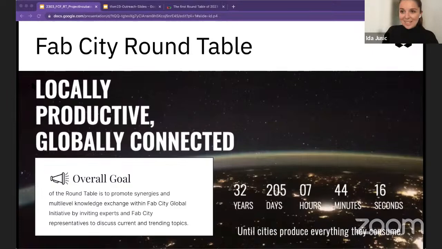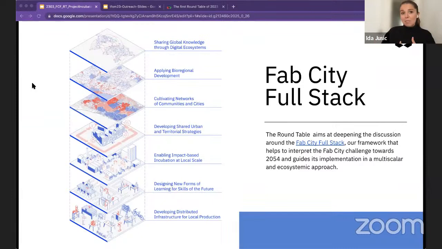and to discuss today's topic. The roundtable aims at deepening the discussion around the Fab City Full Stack. So what is the Fab City Full Stack? It's a framework that helps to interpret the Fab City challenge towards 2054. As we know, the challenge: locally productive, globally connected, and to guide the implementation in a multiscalar and ecosystemic approach, and also way of different kind of projects and so on.